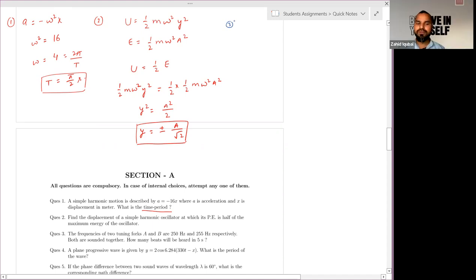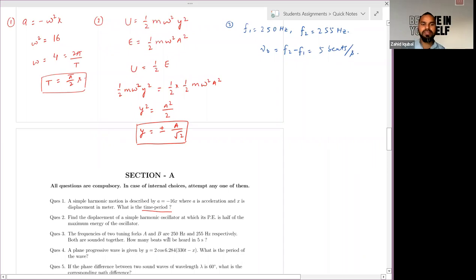Third one, the frequencies of two tuning forks A and B are, so f1 we have 250 Hertz and f2 is 255 Hertz. We have to calculate the beat frequency. So beat frequency is nothing but the difference of frequency of two waves. So you may write beat frequency is equal to f2 minus f1. On subtracting 255 and 250, you will get 5 beats per second.